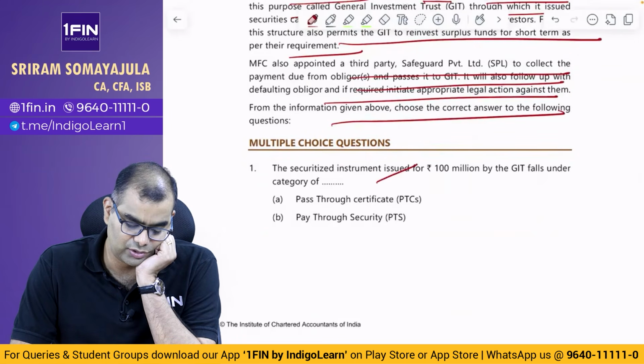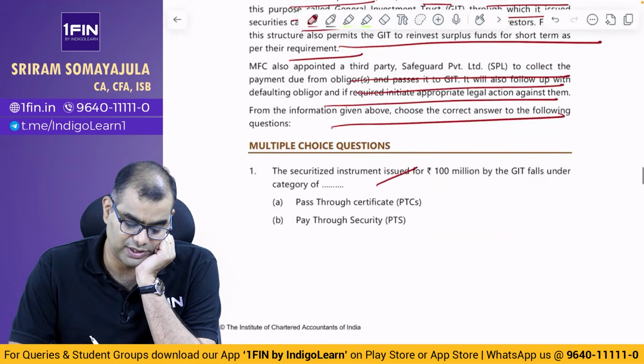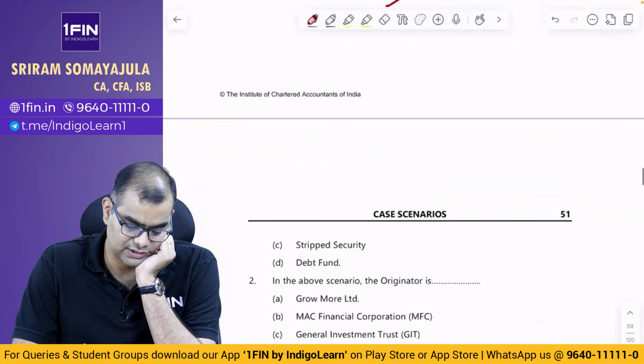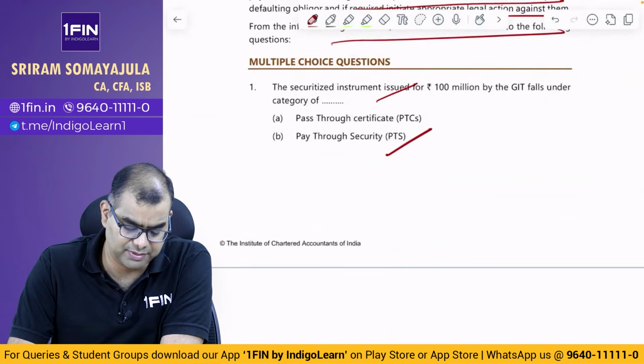See, because they are going to reinvest the surplus fund, it is pay through security. Okay, answer is B, pay through security.